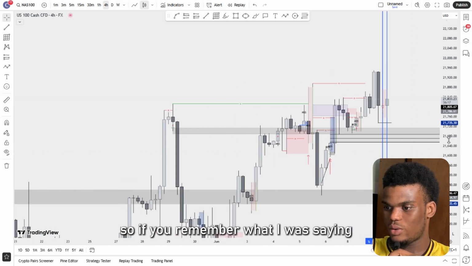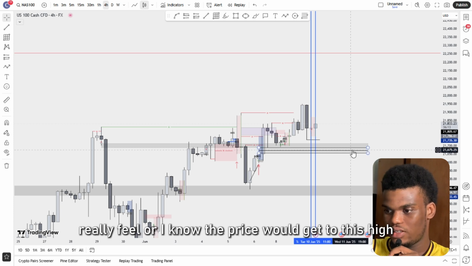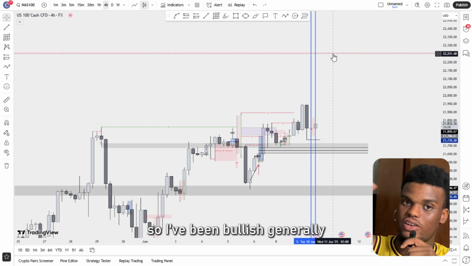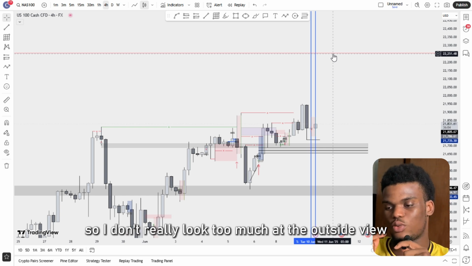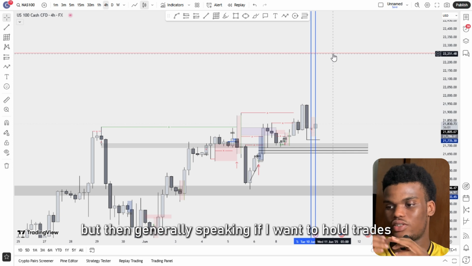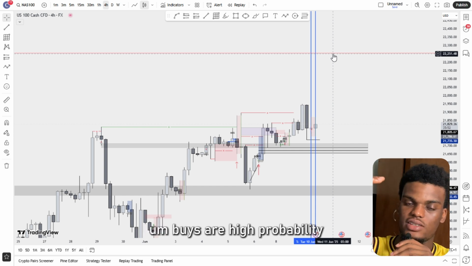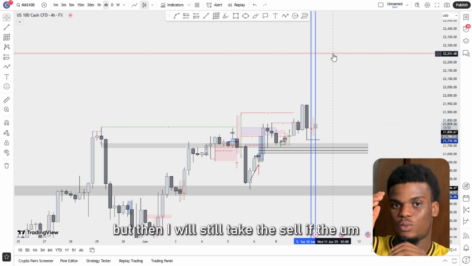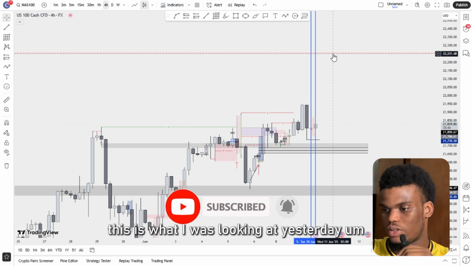If you remember what I said in my last videos, I told you guys that I really feel or I know that price will get to this high. So I've been bullish generally, but I trade the intersection. I don't really look too much at the outside view. But generally speaking, if I want to hold trades, I look outside to understand. Buys are high probability, sells are not high probability, but I will still take the sell if the setup shows up. So yeah, this was what I was looking at yesterday.